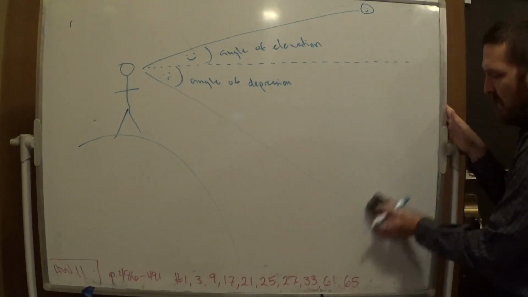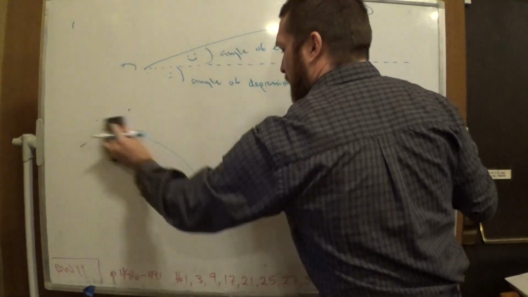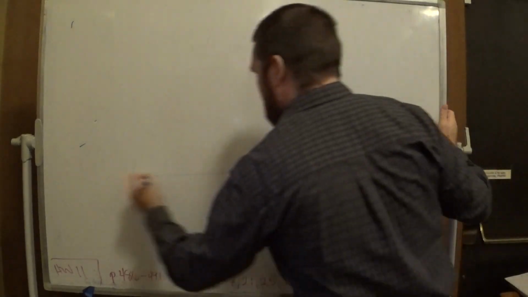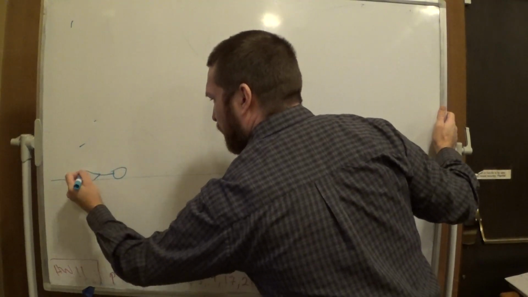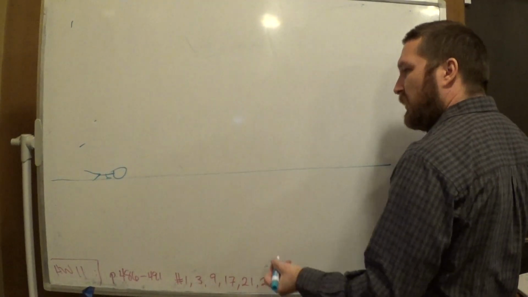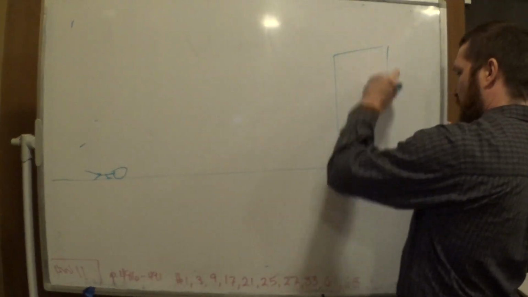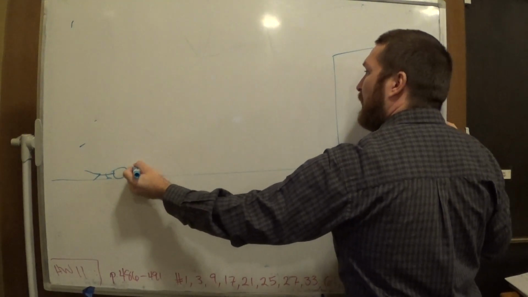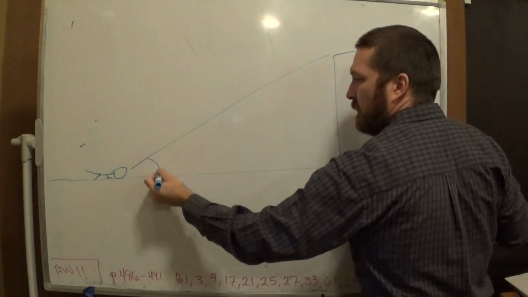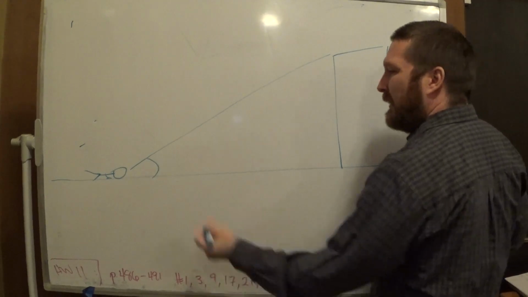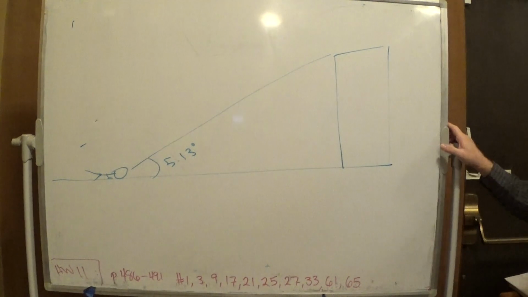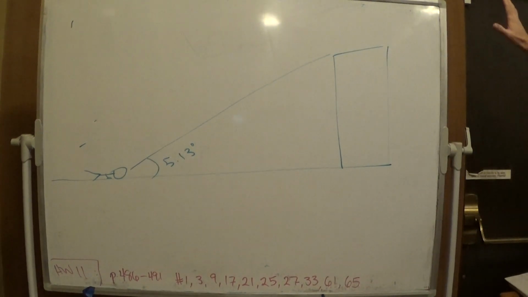So for instance, in the quiz, when I was describing you being right here, and then there was the building here, I could have just said the angle of elevation, but we hadn't talked about it yet. So whatever. I could have said that the angle of elevation was 5.13 degrees, and that would have taken care of all of that. So that's what they mean, right? The angle of elevation.